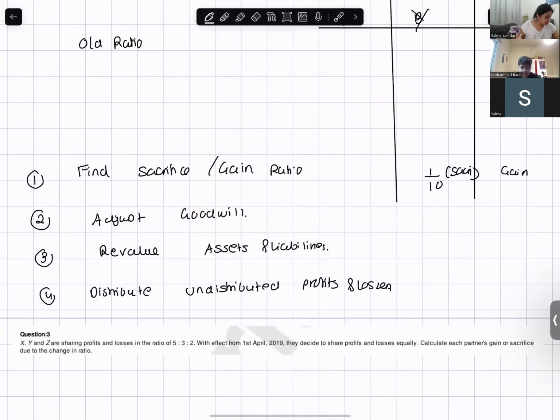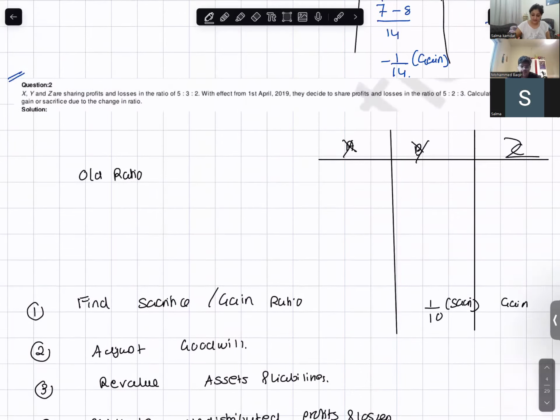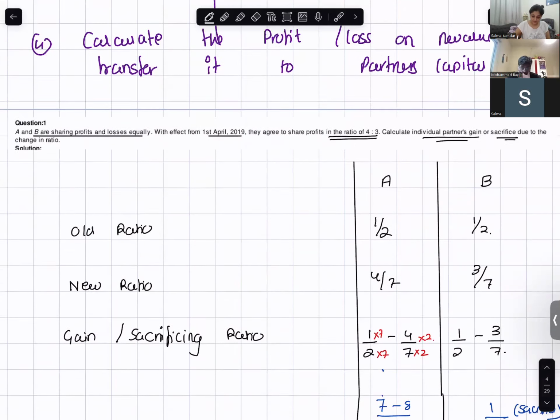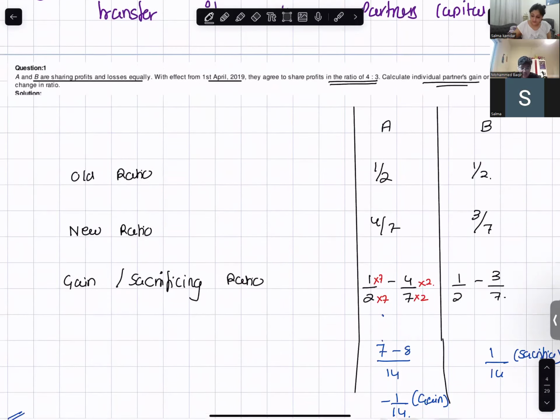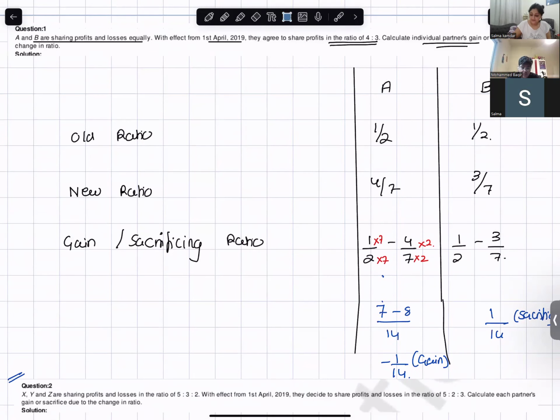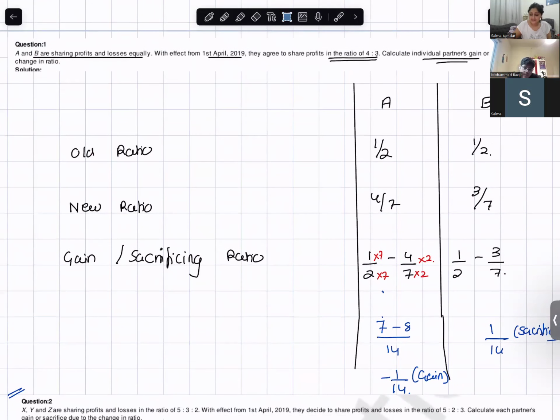Yes, ma'am. Okay. So we will proceed with our first thing. Our first thing is what? Tell me. We have to find out the sacrifice or gaining ratio. Price and Change gaining ratio. TSR starts with finding out the sacrifice or gain ratio. Come on. I'm giving you this question. What you have to do in this question is calculate the partners' gain or sacrificing ratio.